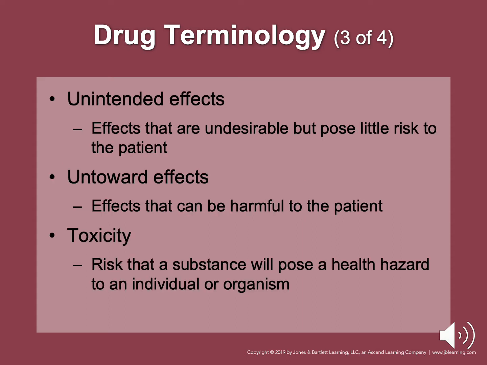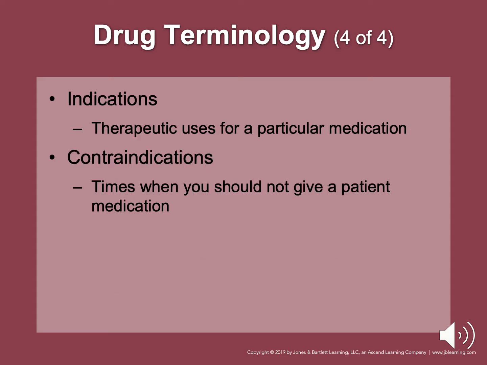Unintended effects are effects that are undesirable but pose little risk to the patient. Untoward effects are effects that may be harmful to the patient. Toxicity is the risk of a substance that will pose a health hazard to an individual or an organism. Indications are therapeutic uses for a particular medication, and contraindications are times when you should not give the medication.